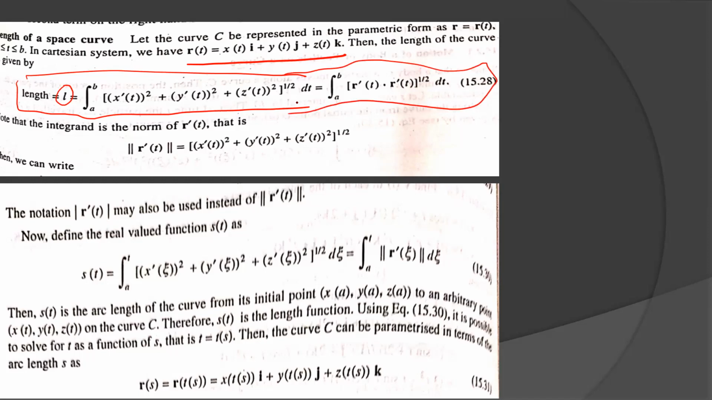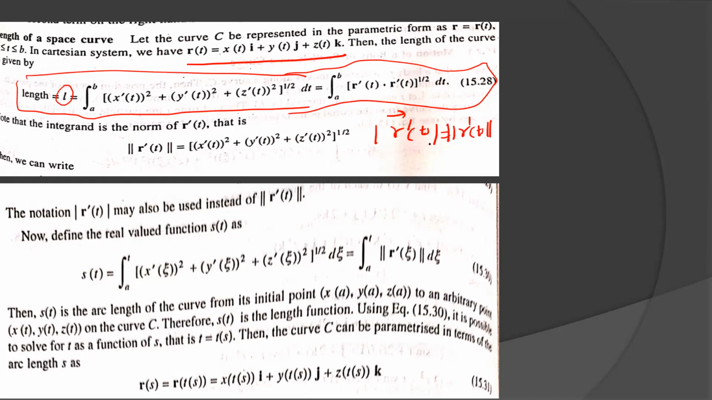integral from a to b, because the limit of t is from a to b, of (x dash t whole square plus y dash t whole square plus z dash t whole square) to the power 1 by 2 dt, or it is the magnitude of r dash t vector. You can see that this is nothing else than the magnitude of r dash t vector, meaning the differential vector of r. This is the length of the curve.